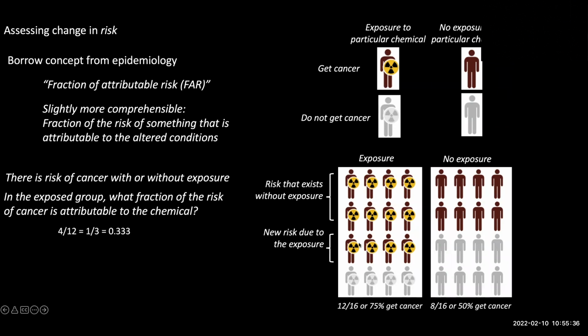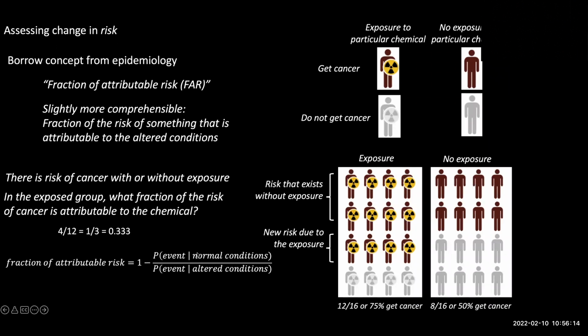Do the math this way, where it's 4 out of 12. So these 4, 1, 2, 3, 4 out of these 12 are due to exposure to the chemical, which is 1/3. And so that is a schematic of what I'm talking about today, this fraction of attributable risk. And there's a formula for fraction of attributable risk, and it's this. You can just plug in numbers to get this 1/3.